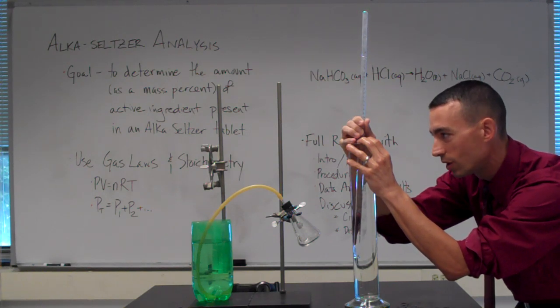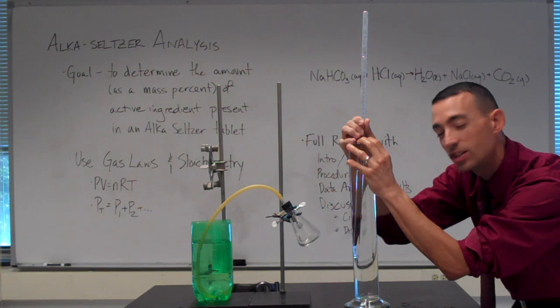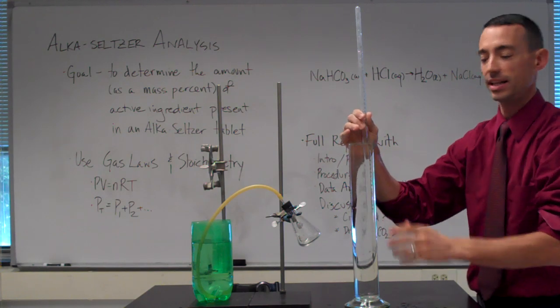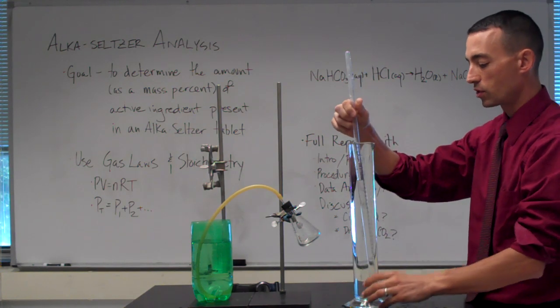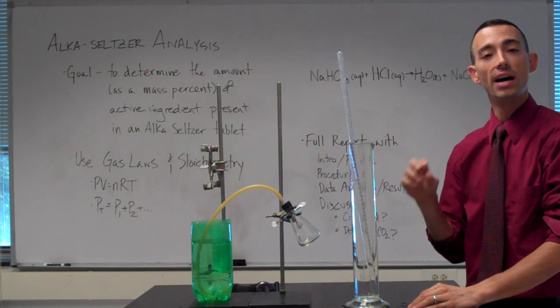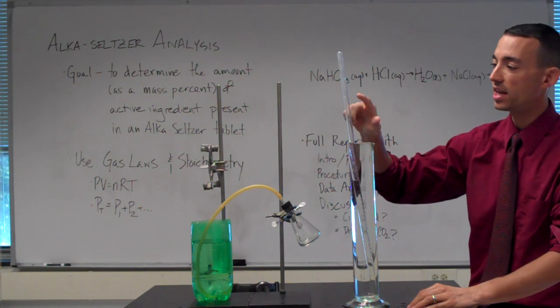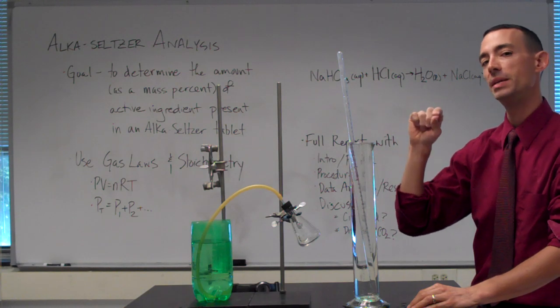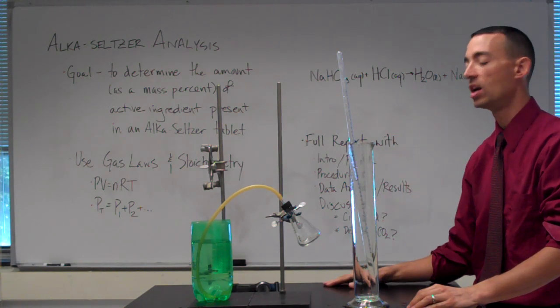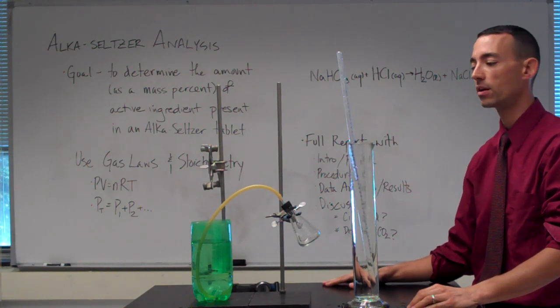Now I'm reading only 32.24 milliliters. Again, notice my use of the scale. I've read 2 decimal places. The tenths are marked. I should be guessing at the hundredths place. We should always be properly reading our instruments.